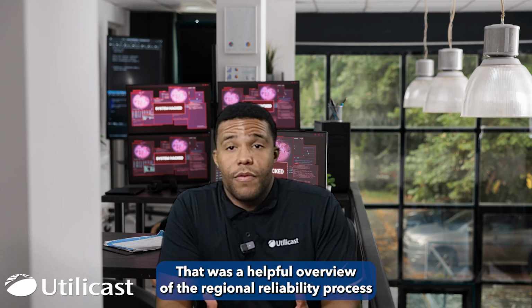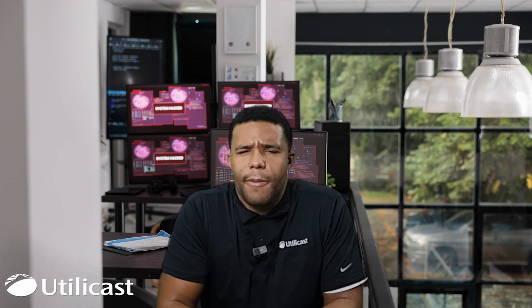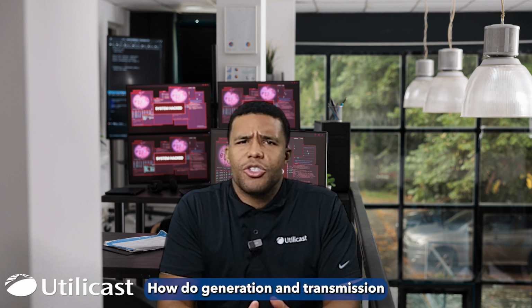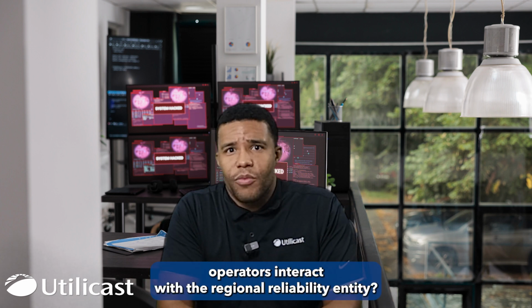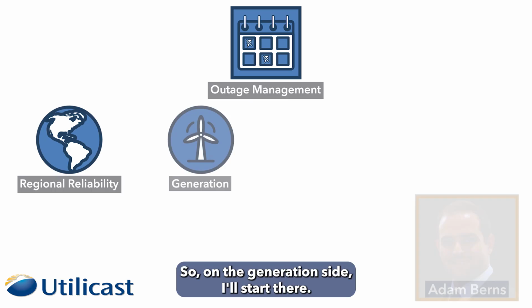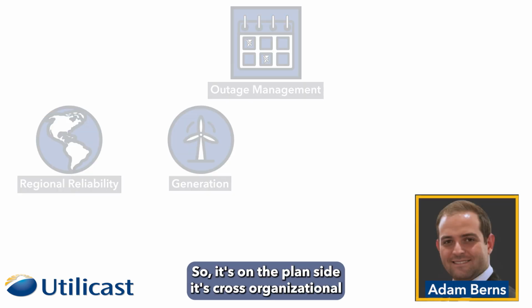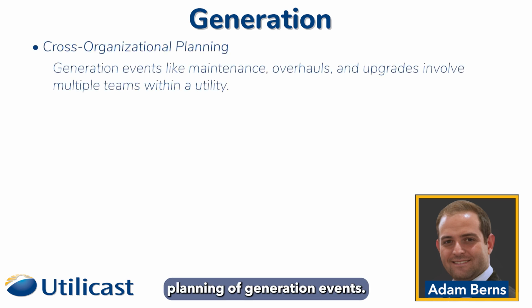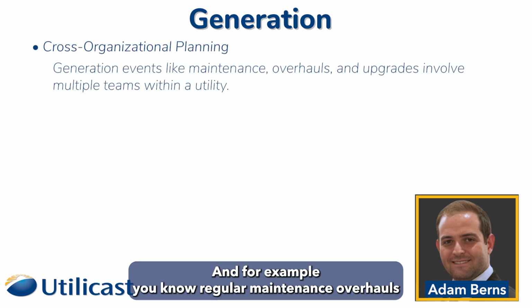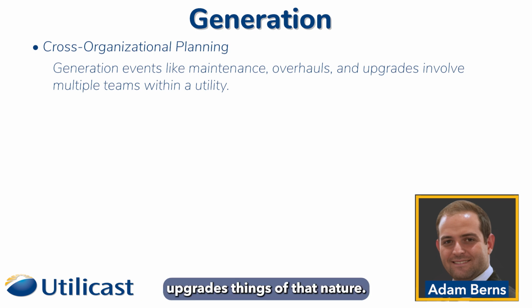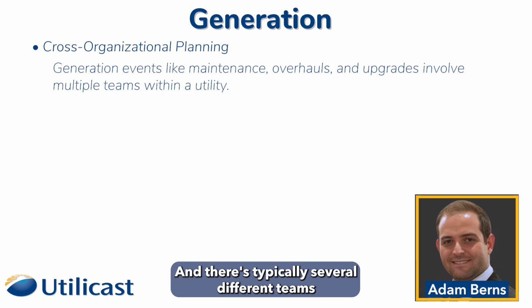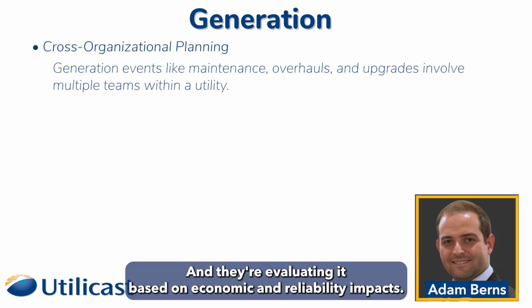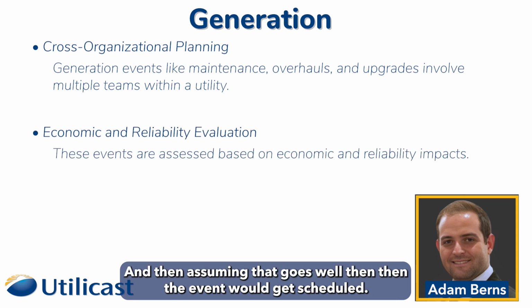That was a helpful overview of the regional reliability process of outage management. How do generation and transmission operators interact with the regional reliability entity? So on the generation side, I'll start there. On the plan side, it's cross-organizational planning of generation events, for example, regular maintenance, overhauls, upgrades, things of that nature. And there's typically several different teams at a client that are involved with that, and they're evaluating it based on economic and reliability impacts. And then assuming that goes well, then the event would get scheduled.